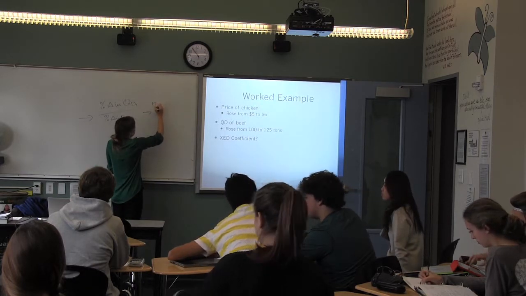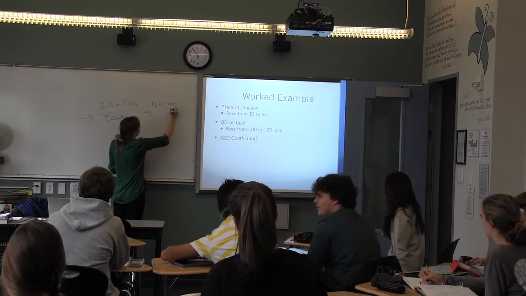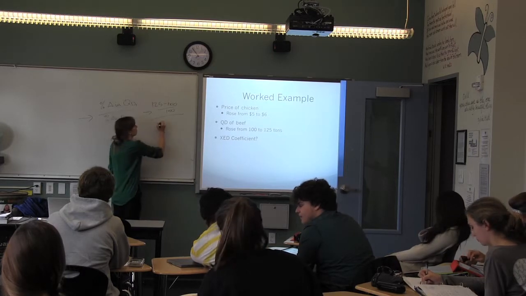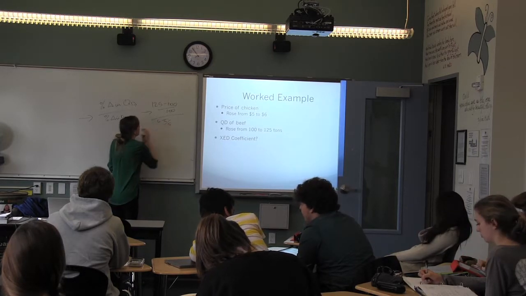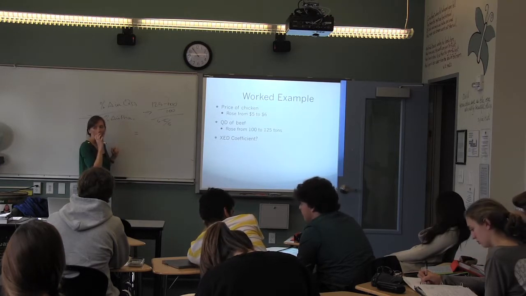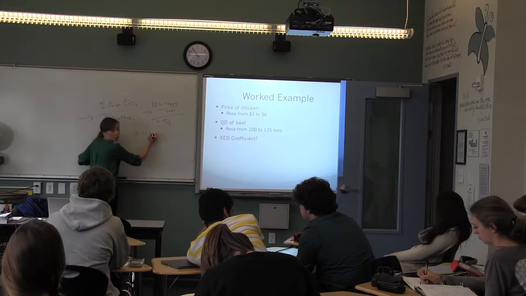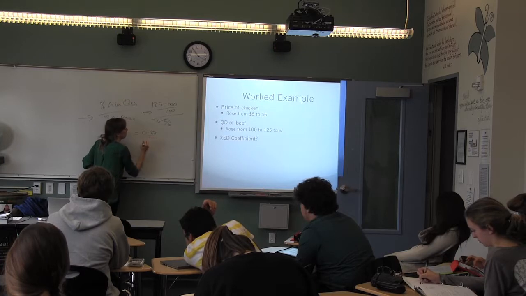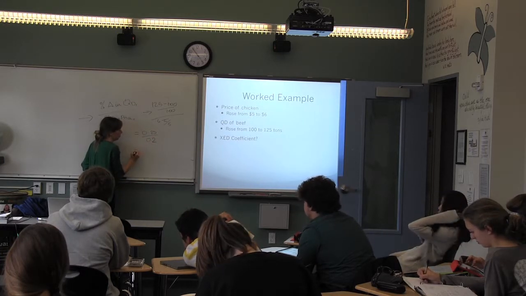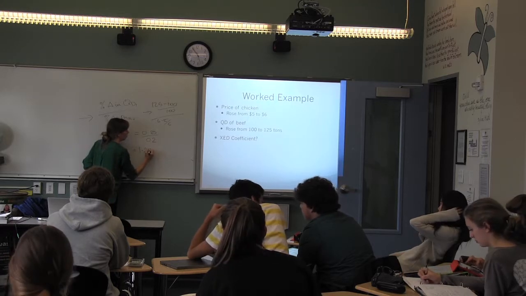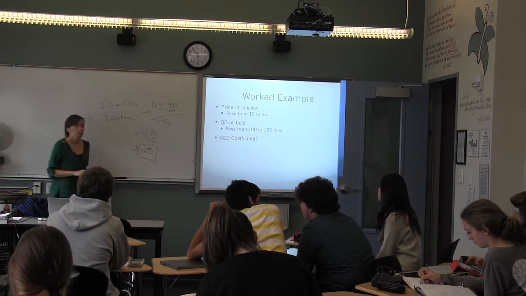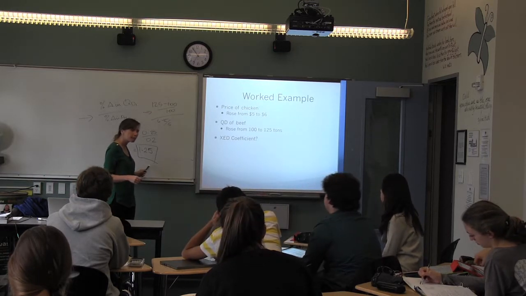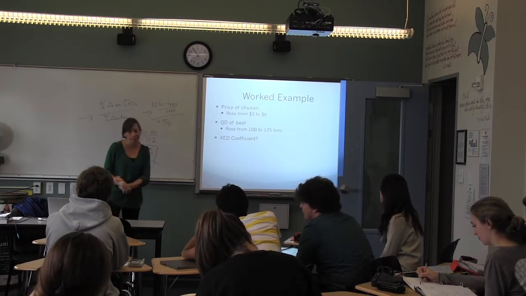125 minus 100, divided by 100, over 6 minus 5, divided by 5. Okay. 0.25. Divided by 0.2 equals 1.25. Cool. Okay. Did you guys get this value? Who didn't get this value? Not that you'd admit it.